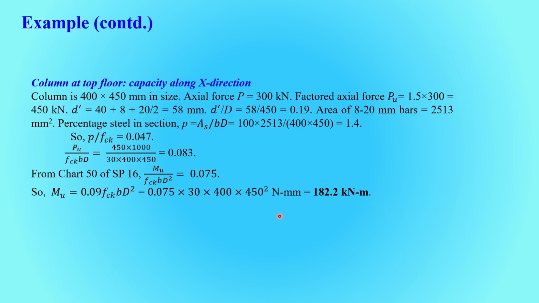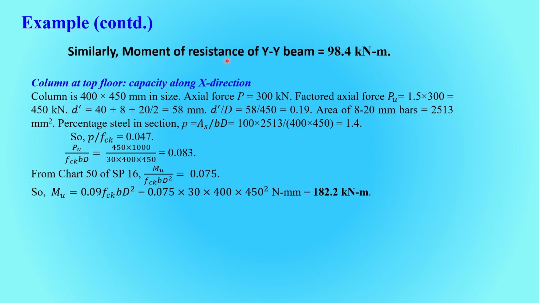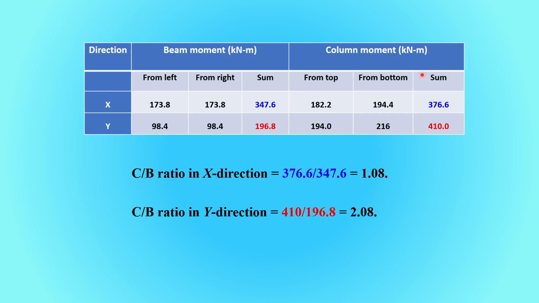So the limiting moment of resistance of the column at the top floor is 182.2 kilonewton meter. At the top floor, you remember the force was 300 kilonewton, and you have to multiply it by 1.5 partial safety factor to get the ultimate axial capacity, which is 450 kilonewton here. In the same way, you can find out moment of resistance in the YY direction, which is found out as 98.4 kilonewton meter.